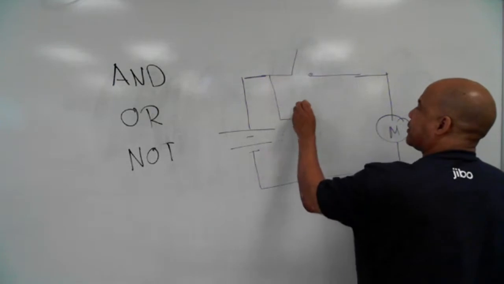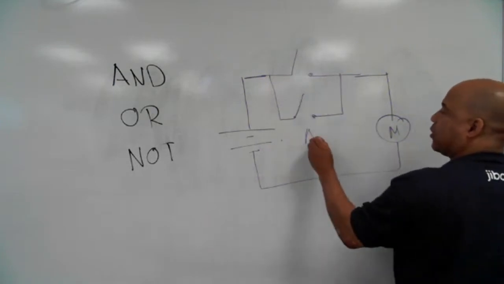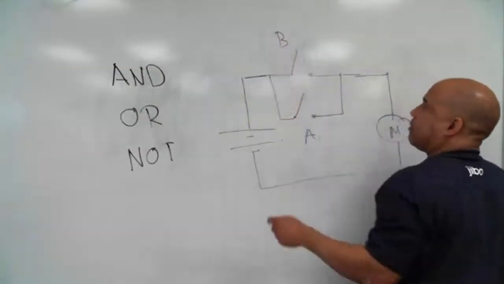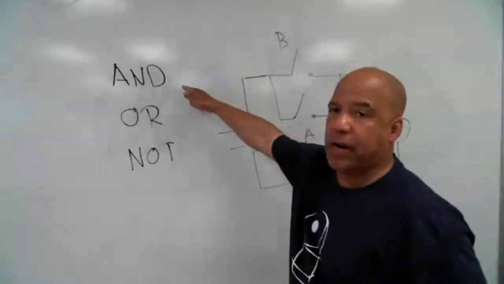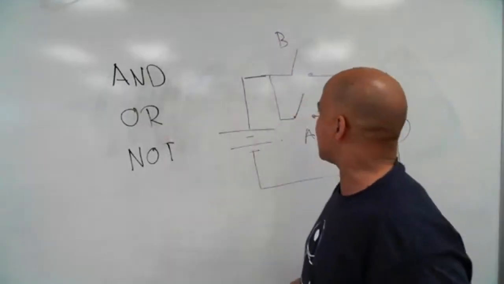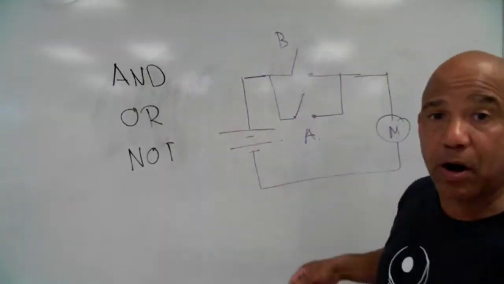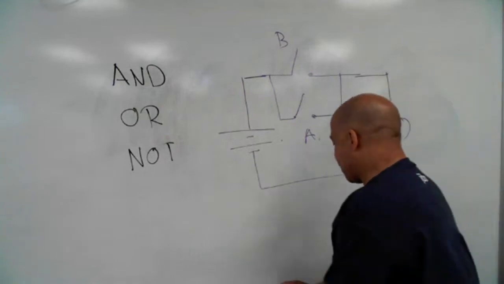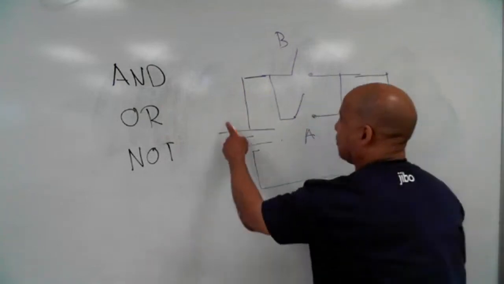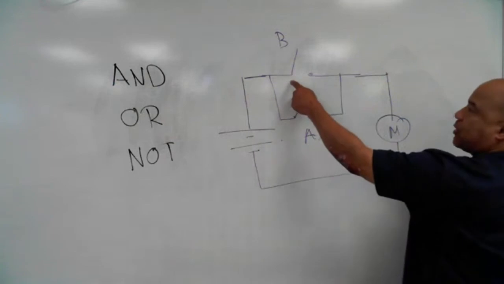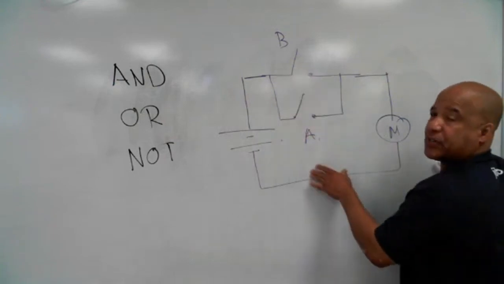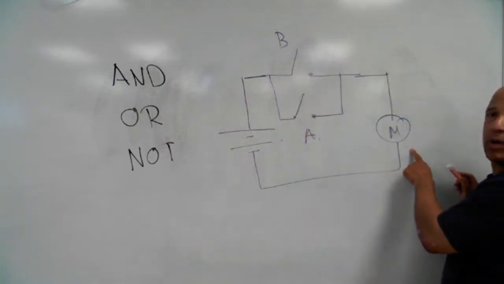And we wire it like this. So if you remember from your circuits course, I have them in series to demonstrate AND logic. Well, now switch A and B are in parallel. So think about current flowing in the circuit. Current flows from the voltage source. If I close either switch or both switches, this motor is going to turn on.